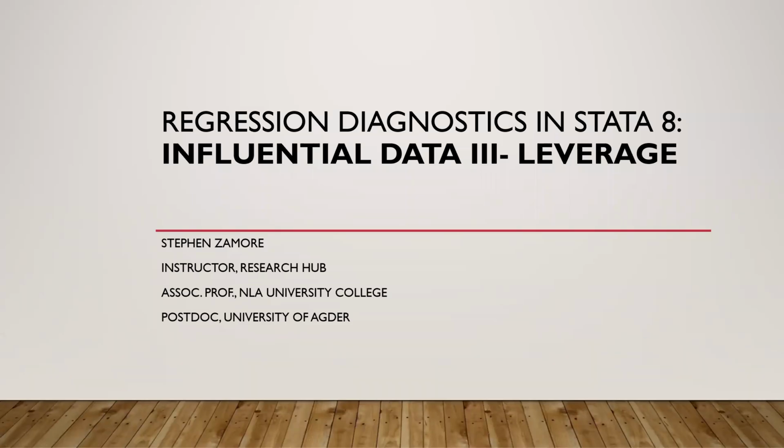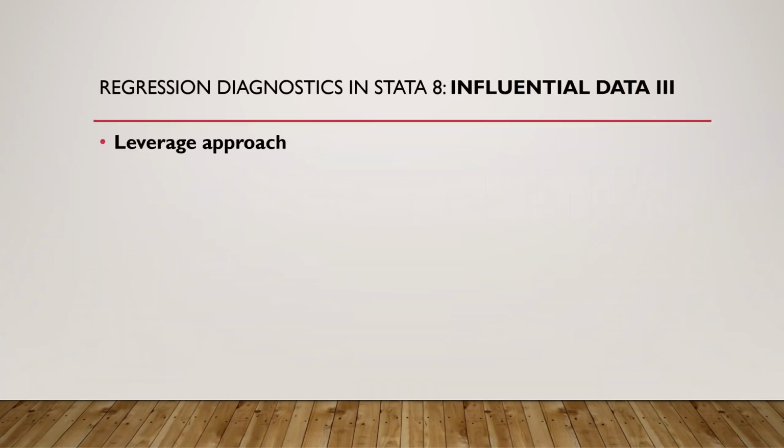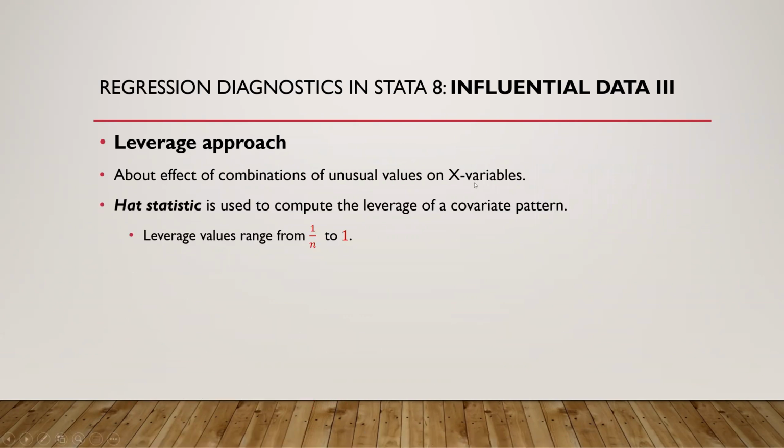Welcome to the third approach in detecting influential data in STATA, and that is the leverage approach, which focuses on the effect of a combination of unusual values on the X variables. Here we use the hat statistic to compute the leverage of a covariate pattern, which gives us values from 1 divided by the number of observations up to 1.